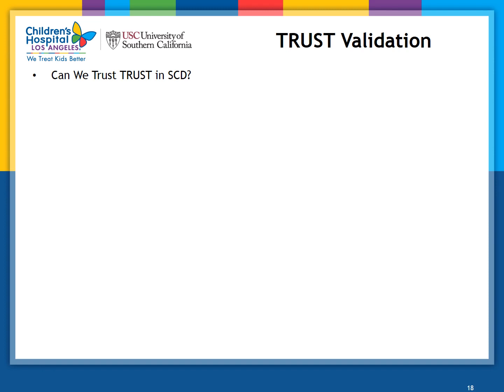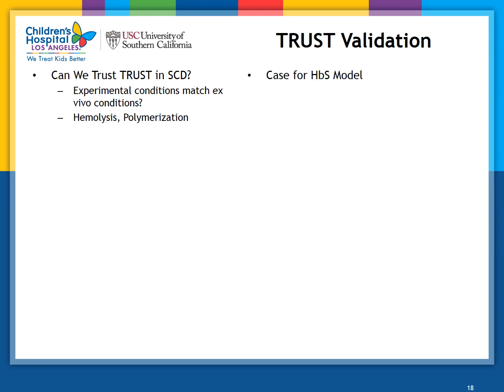Unfortunately, our experimental conditions were not identical to in vivo conditions, and factors such as increased hemolysis and/or polymerization ex vivo could be confounding our results. So, in order to build confidence in our methods and address the question of can we actually trust, we also performed an external validation. This included performing peripheral blood draws from the antecubital vein and comparing peripheral blood gas oximetry to cerebral TRUST oximetry.